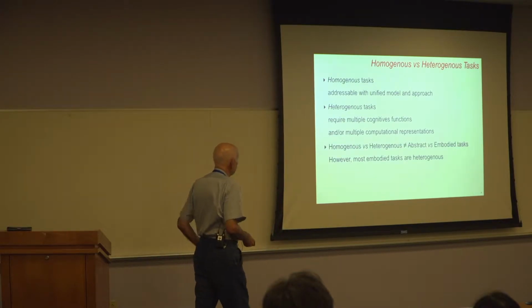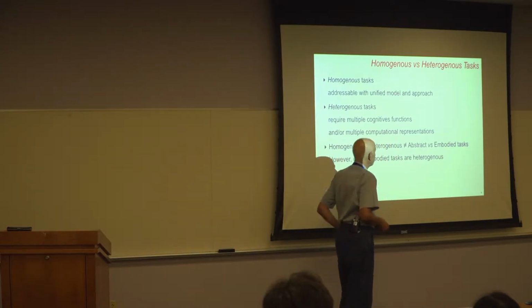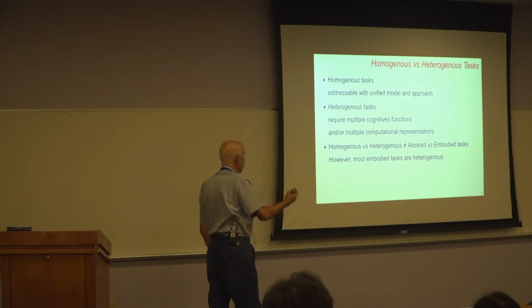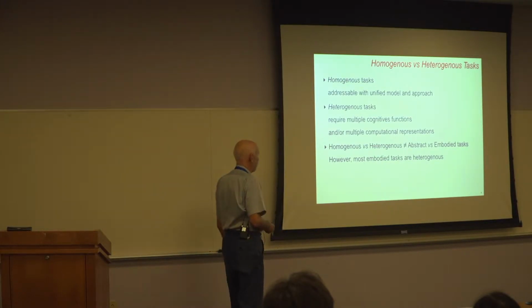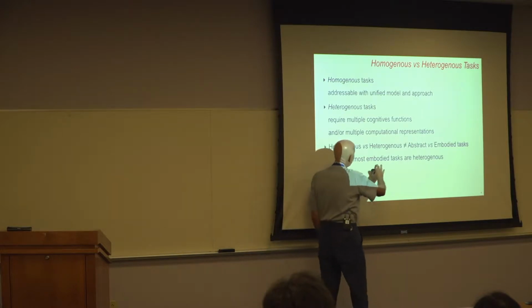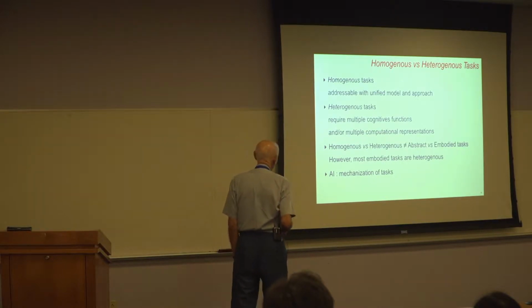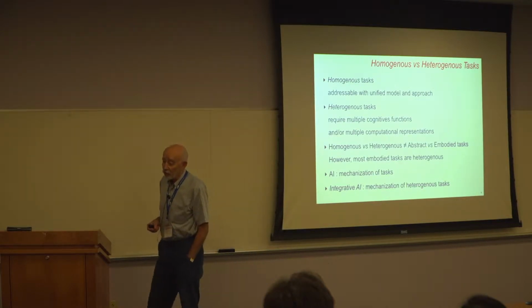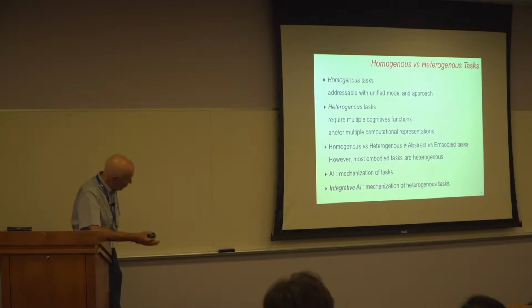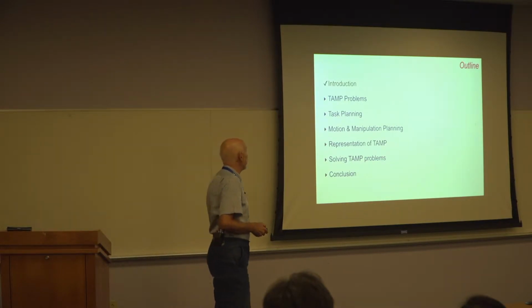The relationship between homogeneous versus heterogeneous is different from abstract versus embodied tasks. An abstract task is a task that you can perform in some abstract way without having to carry out actions in a sensory motoric space. But my view is that most embodied tasks are heterogeneous and require several representations. So if AI is about the mechanization of tasks, I would define integrative AI as the mechanization of heterogeneous tasks, including cognitive tasks.